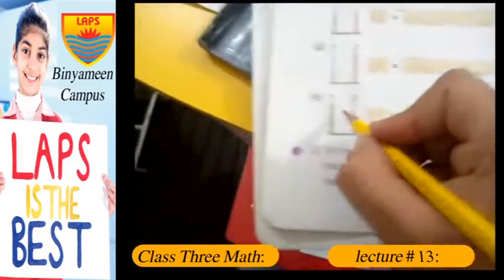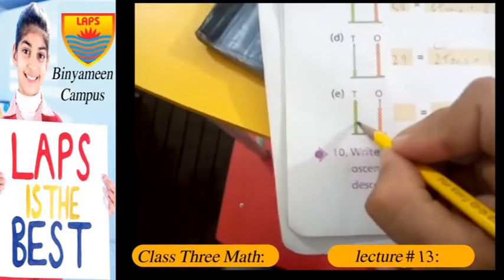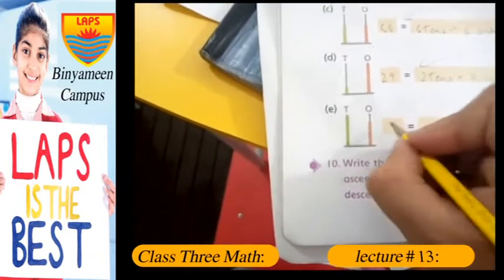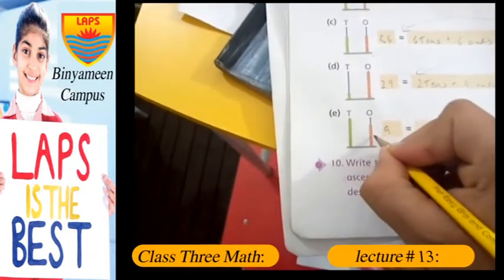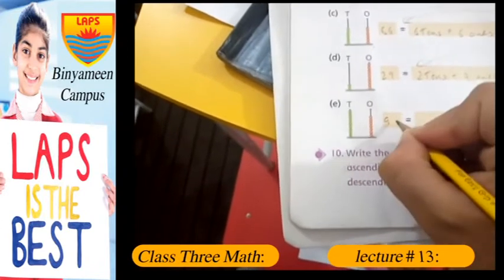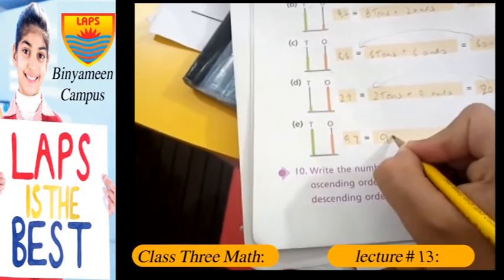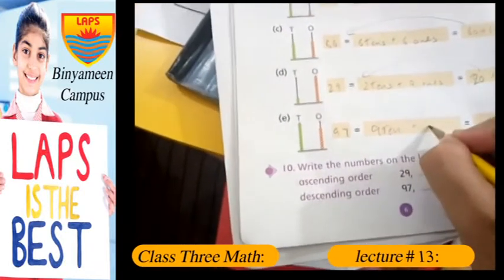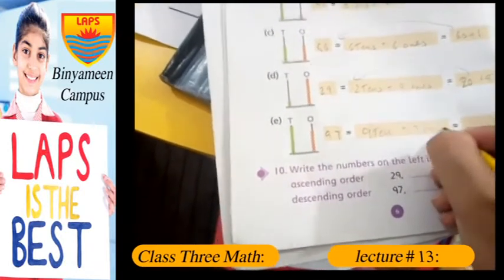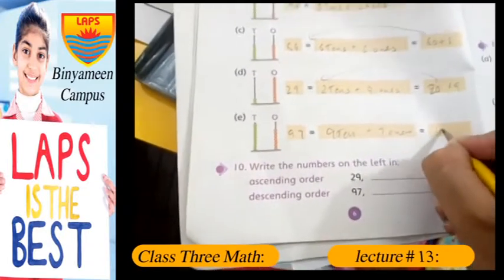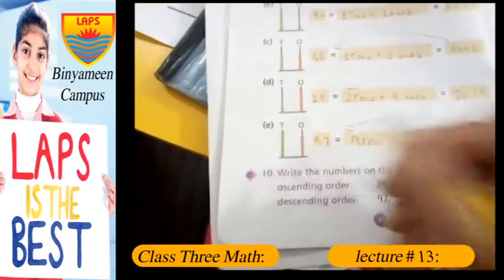And for this one here, 1 2 3 4 5 6 7 8 9, and 1 2 3 4 5 6 7, and 97. 9 tens plus 7 ones, it makes 9 tens makes 90 plus 7, it makes 97 here.